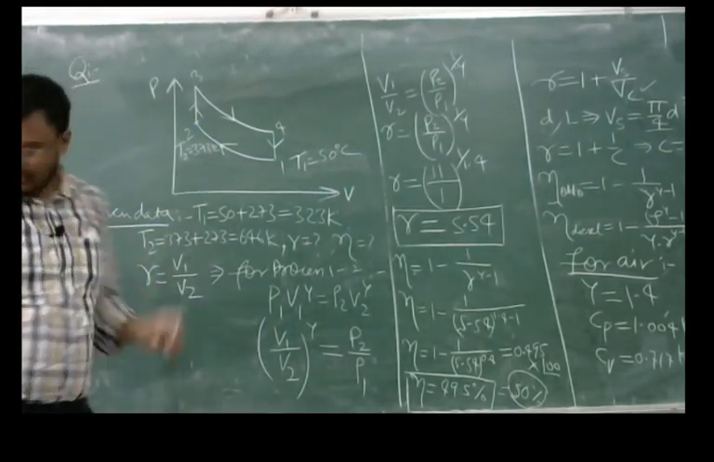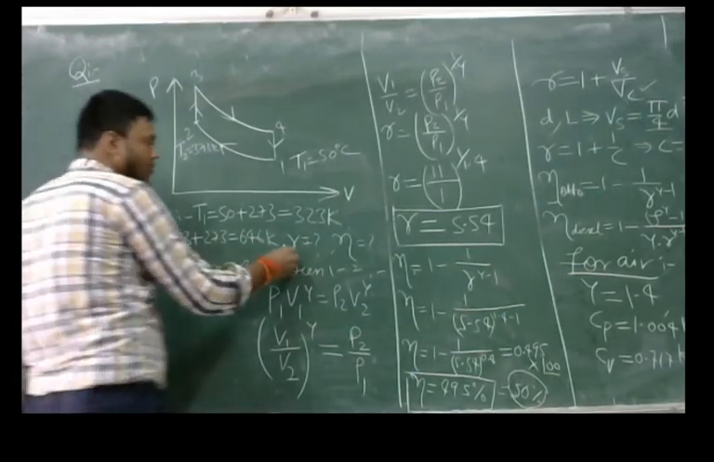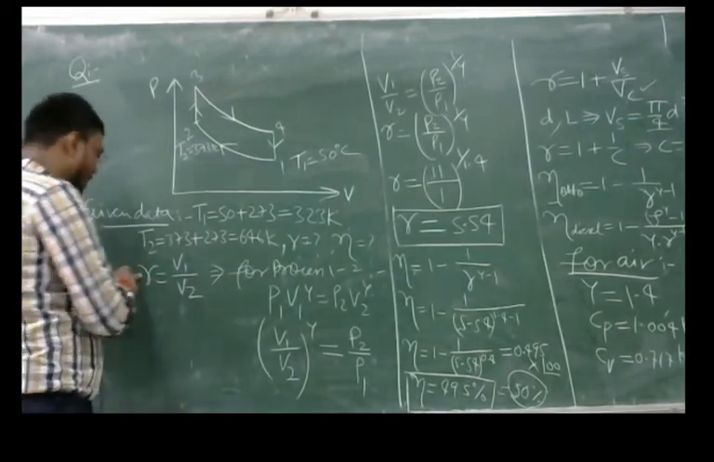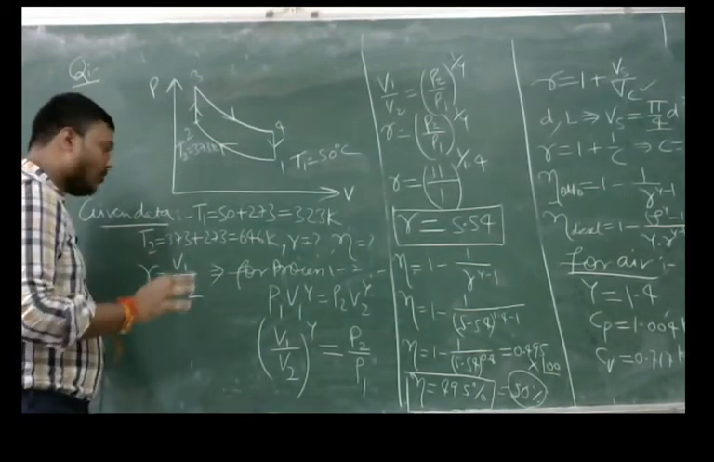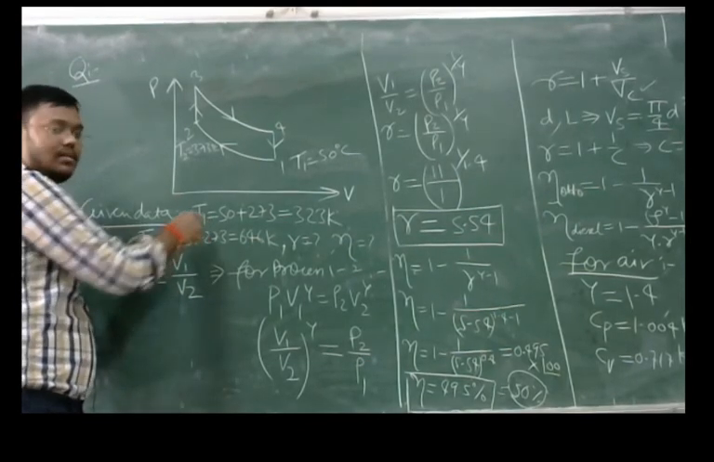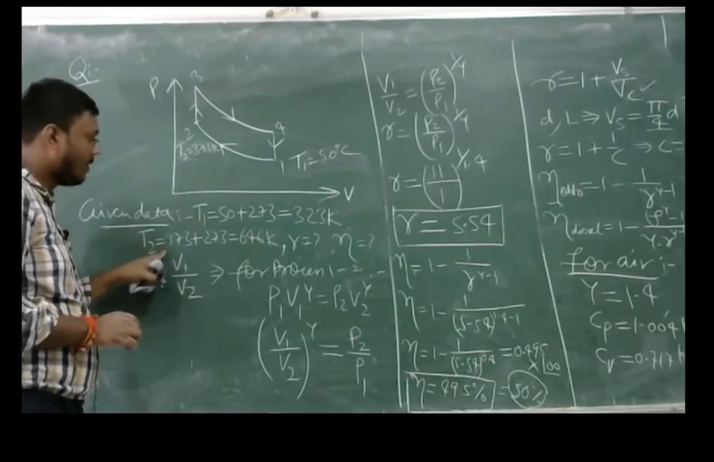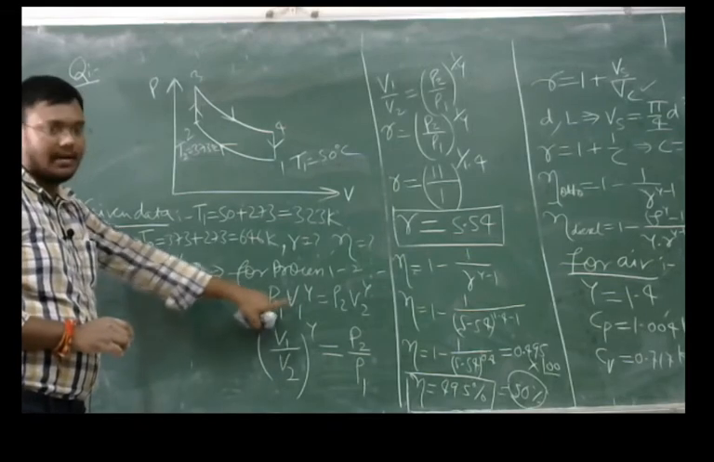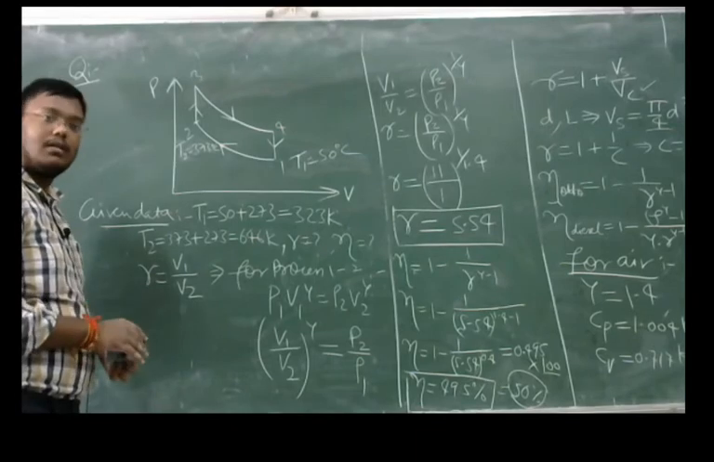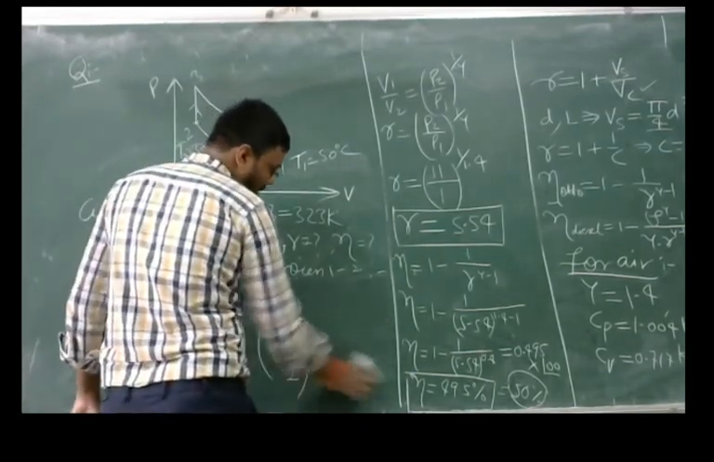Now again, the question is asked about compression ratio and efficiency. So we know the formula for compression ratio: R is equal to V1 by V2. Now we have to calculate the ratio V1 by V2 with the help of temperature, because in this question pressure is not given. Temperatures T1 and T2 are given. So in place of the formula with P1 V1, we have to use the formula in which temperature and volume come.